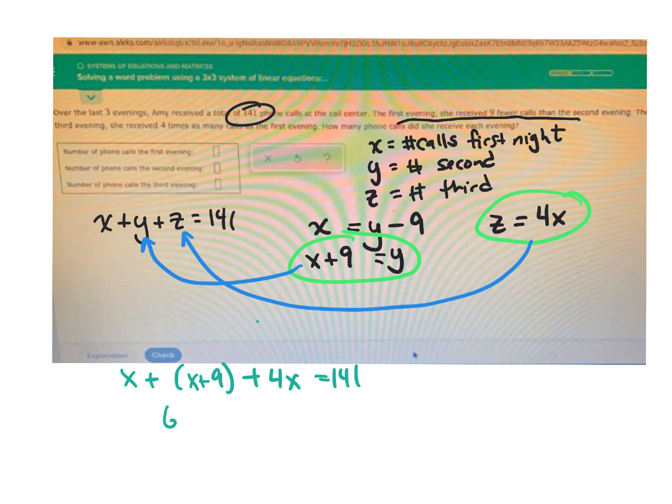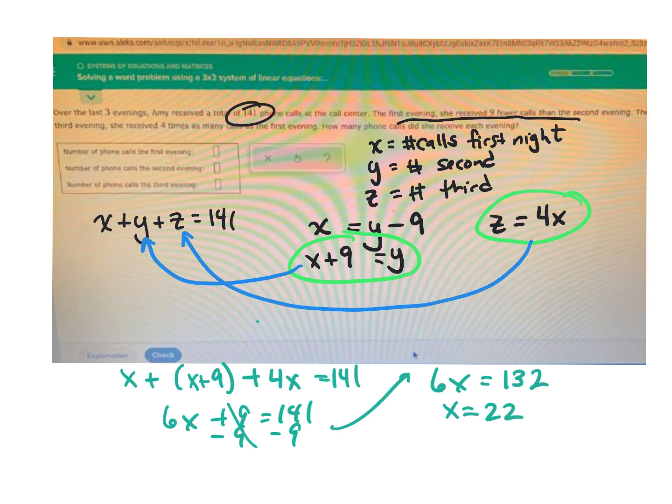So if I add all these up, I get 6x plus 9 equals 141. I'll go ahead and take away 9, so we yield 6x equals 132. And so, of course, I can divide by 6. So we'll do 132 divided by 6, which is 22. So x is 22. Now, what the heck did I just find?